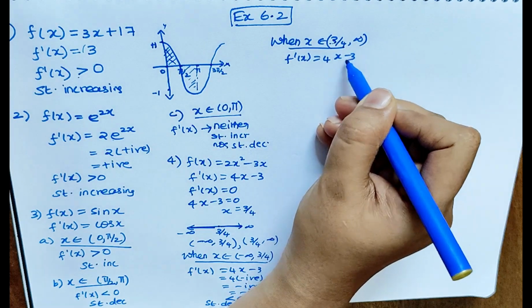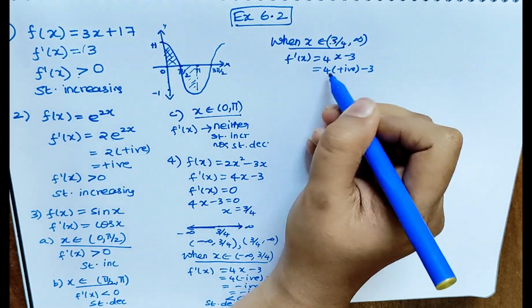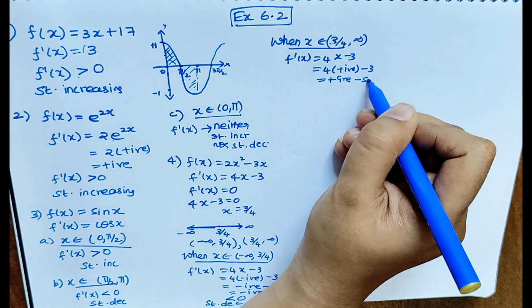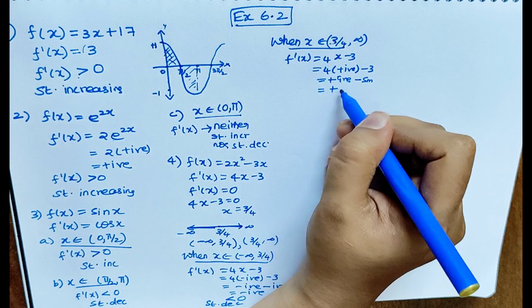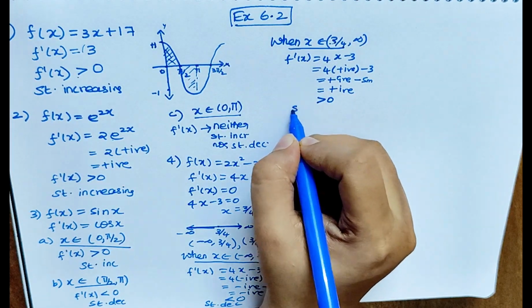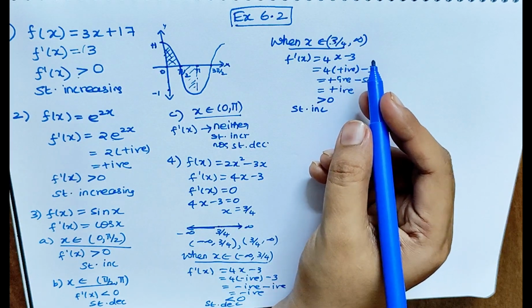So 4 into a positive number minus 3, this will be positive. So greater number is positive, smaller number is negative. So we'll get a positive number, that is greater than 0. The function is strictly increasing on the interval 3 by 4 comma infinity.